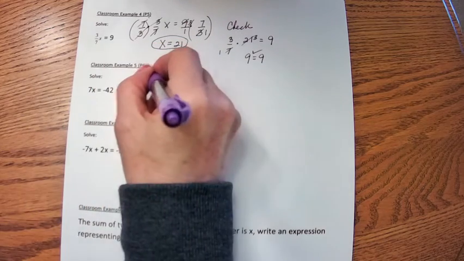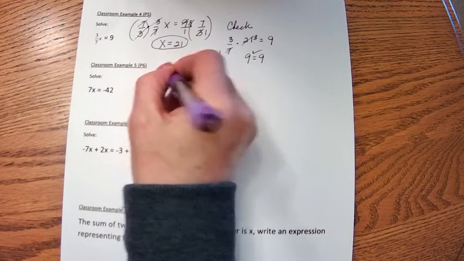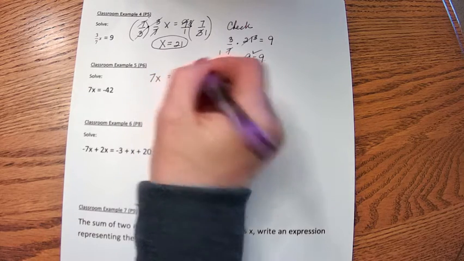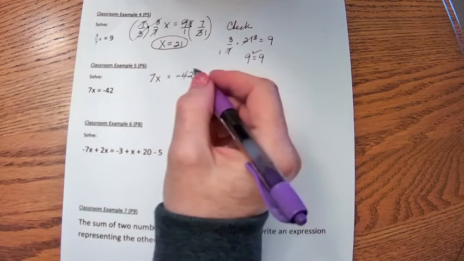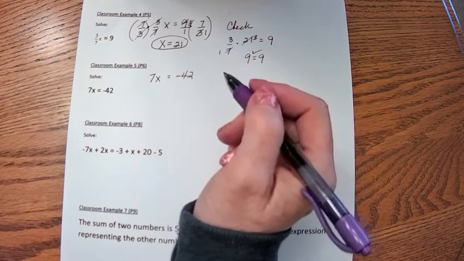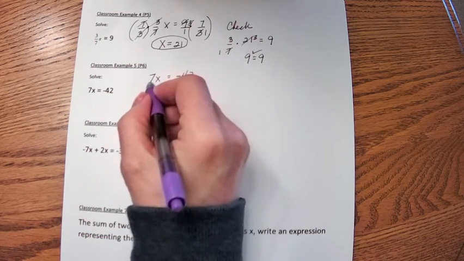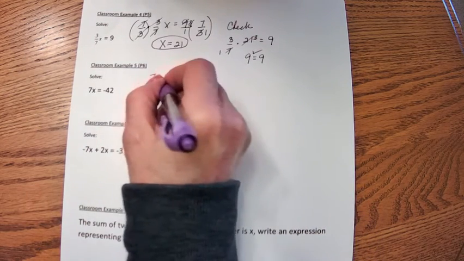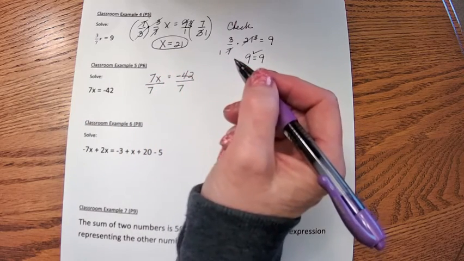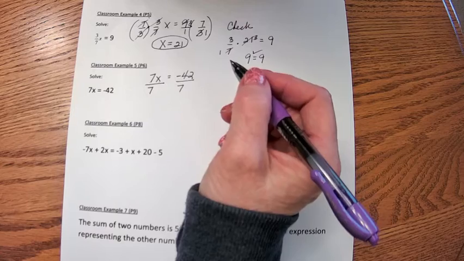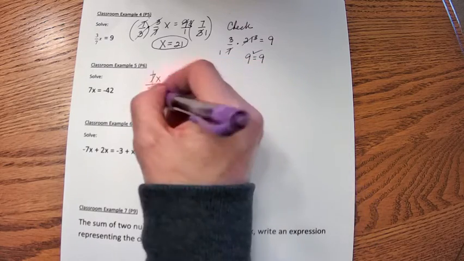For classroom example 5, I'm multiplying x by 7. So you can think of it as multiply by 1/7. You can think of it as multiply by the reciprocal. But I think the way most people look at this is, right now I'm multiplying x by 7. To undo multiply by 7, I'm going to divide by 7. That's the inverse operation of multiplication, is division.